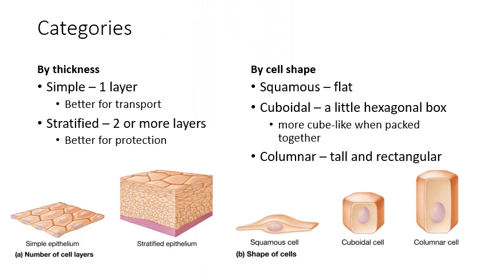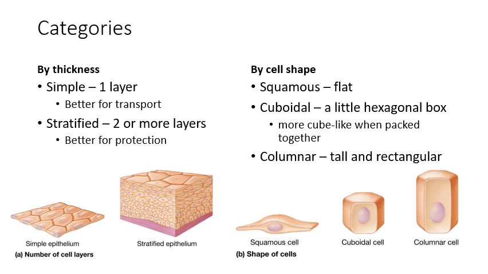Okay, so here are the ways that we categorize epithelial tissue. You have two different ways of categorizing it, either by thickness or by cell shape. By thickness, you can either have one layer of cells, which would be a simple epithelium. That's better for transporting substances across it. Or you could have multiple layers of cells. That would be a stratified epithelium, which is stronger and better for protection.